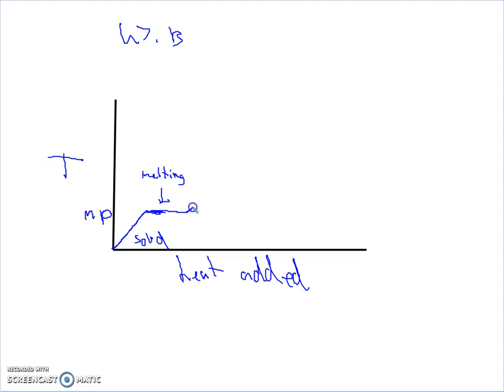And it's going to start increasing in temperature again until it hits the boiling point, BP. And then it's going to start boiling. Now it takes longer to boil than it does to melt because boiling takes more energy. So this is vaporization, just to use more vocabulary for you. And after it's fully vaporized, it'll continue to heat up if you continue to add heat.